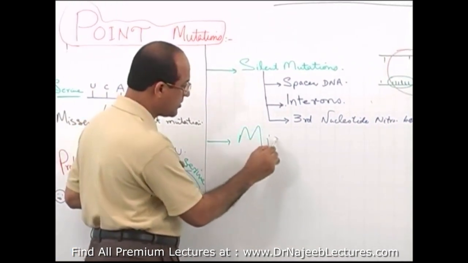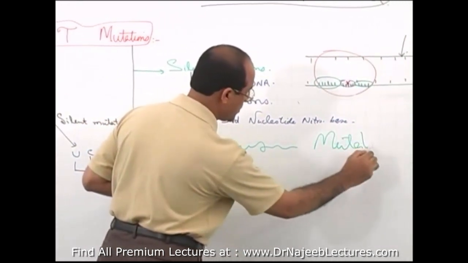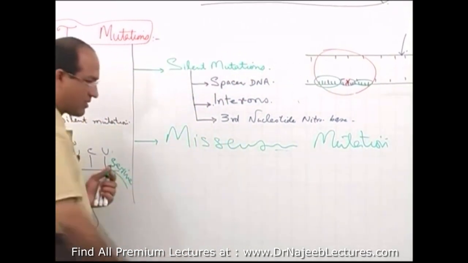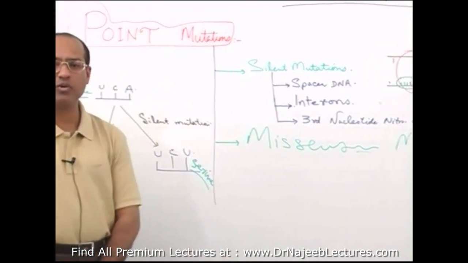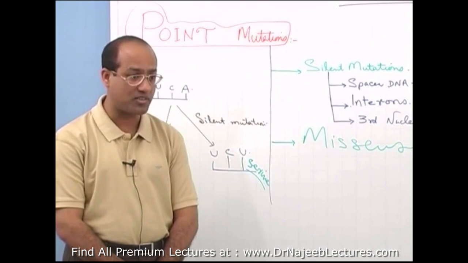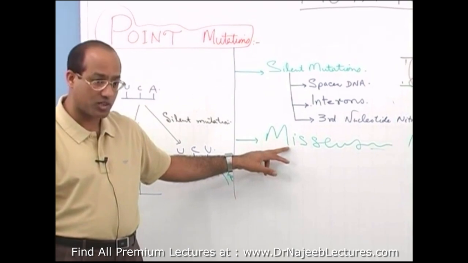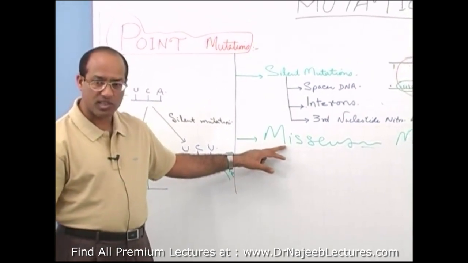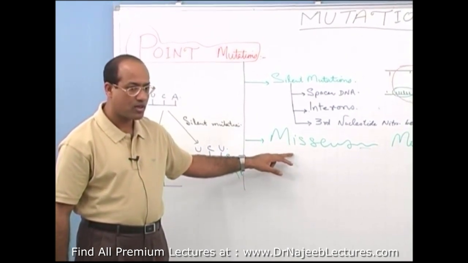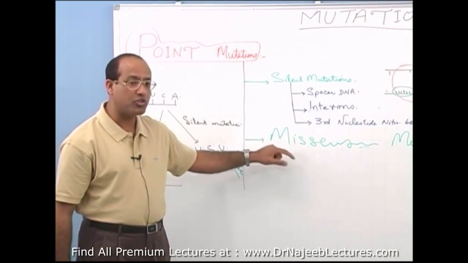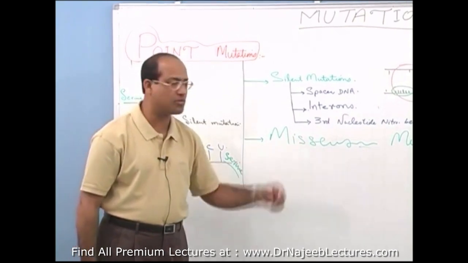This is missense mutation. Because you are very sensitive to spelling, I'm going to write it like this. Now, what is missense mutation? It has nothing to do with any miss. Missense mutation means that there was a point mutation in the DNA coding region. A particular codon was altered, and due to the alteration in the codon, an amino acid which was supposed to be there is replaced by a different amino acid. Is that right? We call it missense mutation.